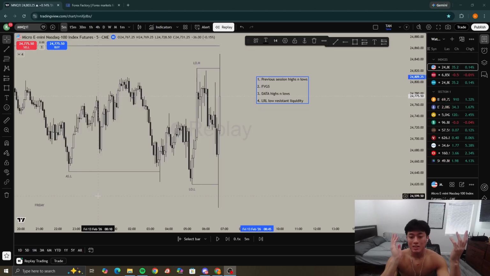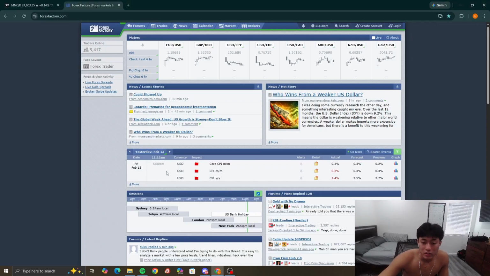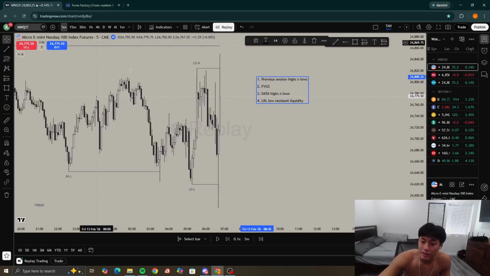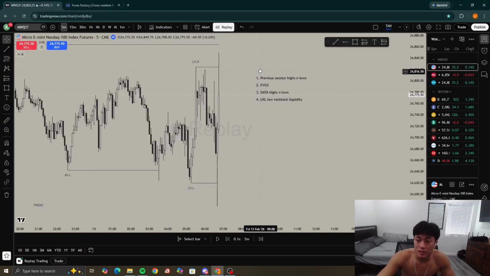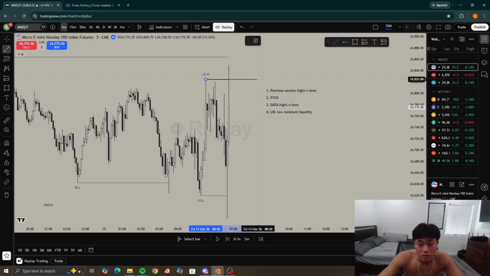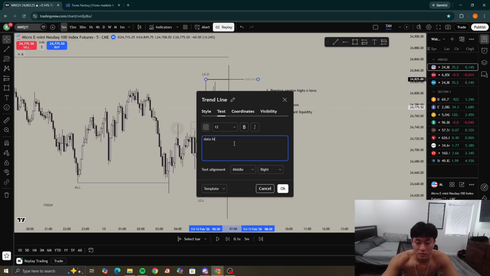Alright guys, hopping into the last two sections, which I'm just going to vaguely go over. Data highs is just news candles. At 5:30 last Friday, we had a news candle at 5:30 a.m., CPI. It also lines up as my London high, but I'll mark this out as my data high.